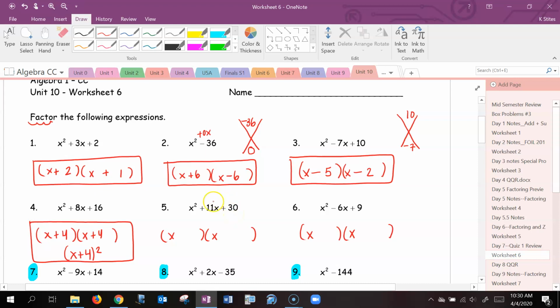Multiplies to 30, adds to 11. Multiplies to a positive, adds to a positive, both positives. And that will be 6 and 5. All right, finally, multiplies to 9, adds to negative 6. Notice we're multiplying to a positive, adding to a negative, so they will both be negatives, and they will be 3s. Or just like we did with number 4, we could write this as x minus 3 squared.